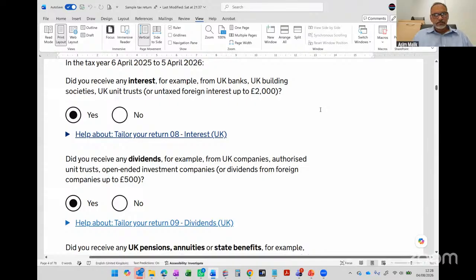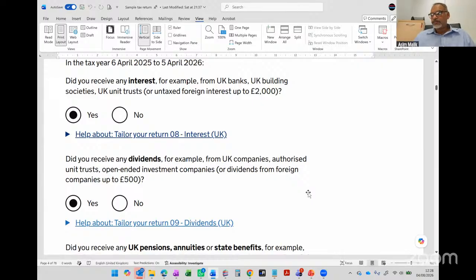Interest £2,000, £500 UK taxation as interest है. Dividends again £500 allowances हैं. Again, if it's less than that amount, HMRC is not interested कि आपको कितना मिला है. But अगर आपको £1,000 मिला है, तो you still get that £500 allowance.